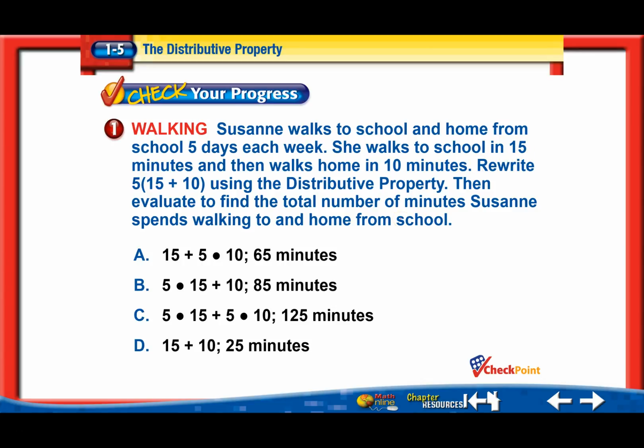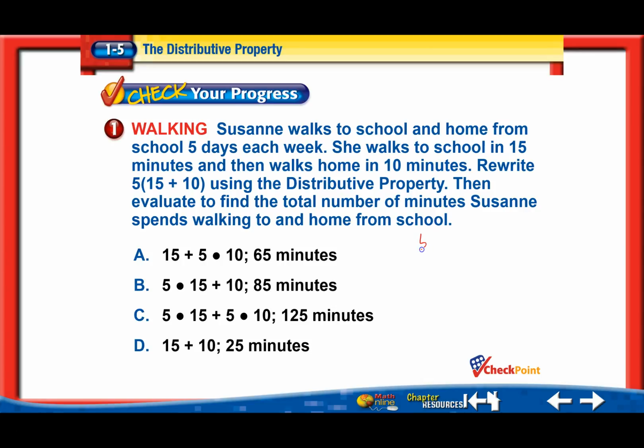Anyways, moving on. Rewrite 5 times (15 plus 10) using the distributive property. That means we're actually going to have to multiply out, and then evaluate the total number of minutes Suzanne spends walking to and from school.